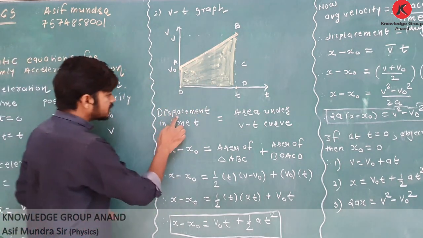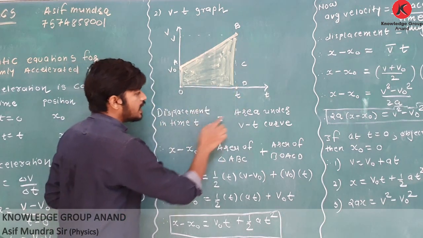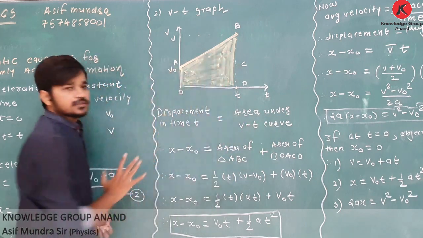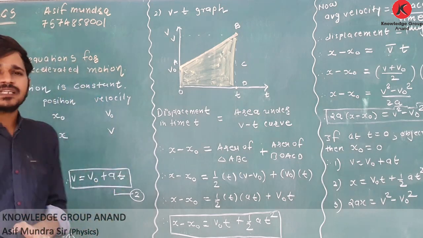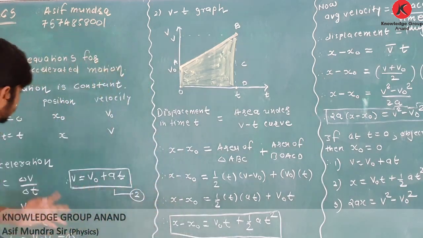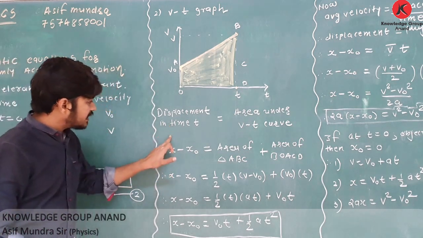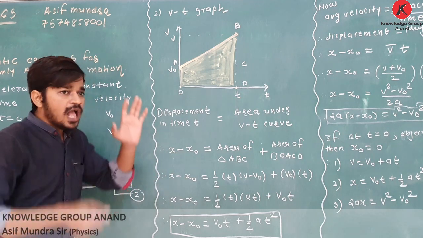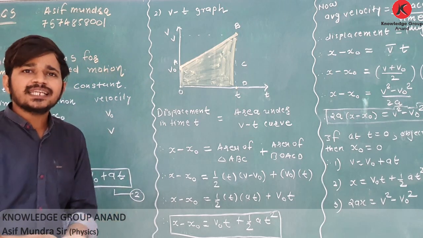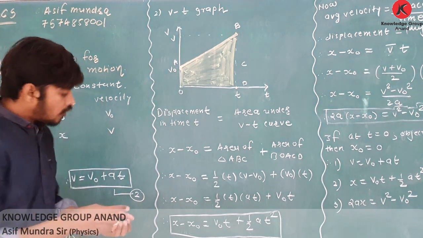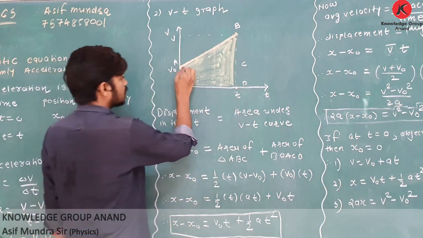Then how to write it? Displacement in time t, from 0 to t, is equal to the area under the v-t curve, this part. Now, what is displacement? Displacement means final position minus initial position. Final position is x, initial position is x0. So I can write displacement in time t is equal to x minus x0. Now, how to find the area under this v-t curve? You can easily observe that we can divide this whole area into two parts like this.